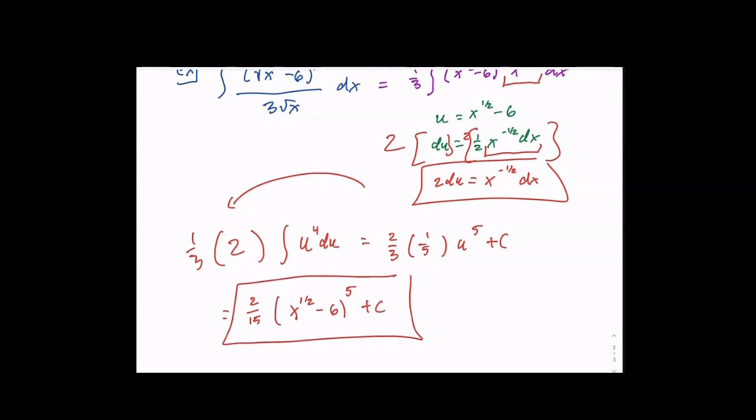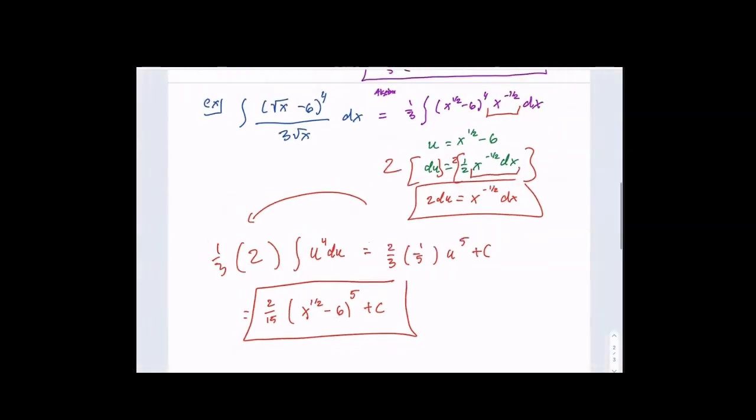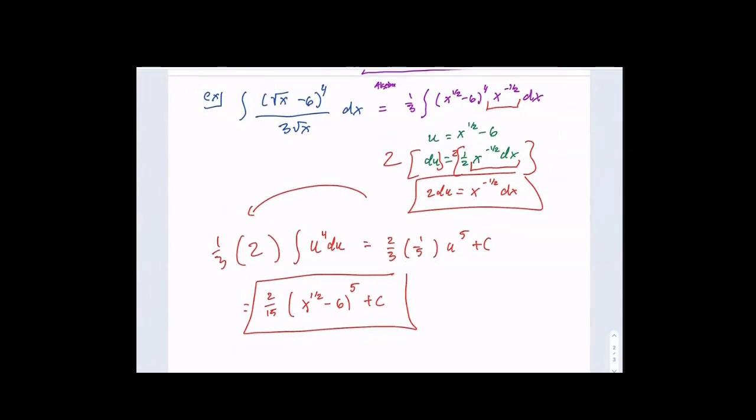Yes, you can rewrite that x to the 1/2 back as a square root. That's what we got. So that's just a different problem, but it's the same type of concept. It's just feeling it out. You'll see some problems with square root of x.